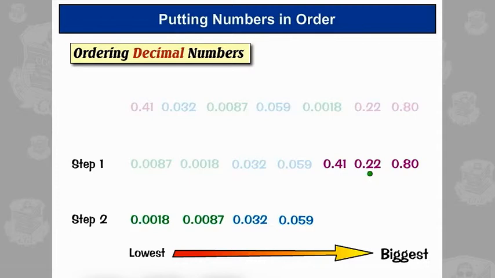So we've got a 2, a 4, and an 8. Well, 2 is the smallest one, so we just need to rejig those a little bit. And then there we go. We've now got all the numbers in order from the lowest to the biggest.